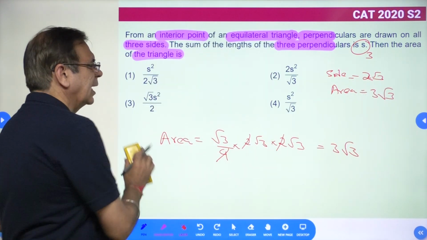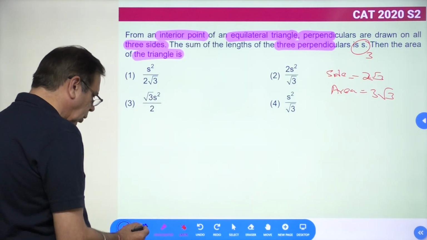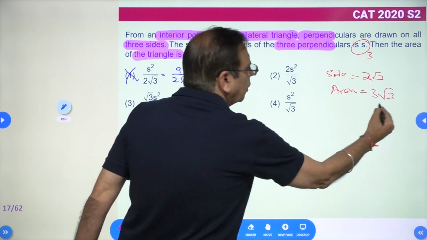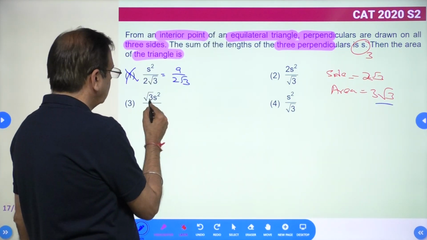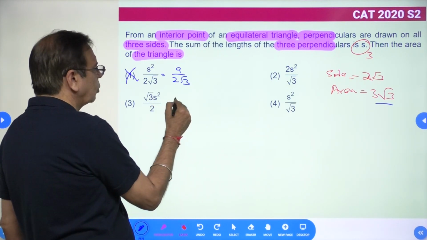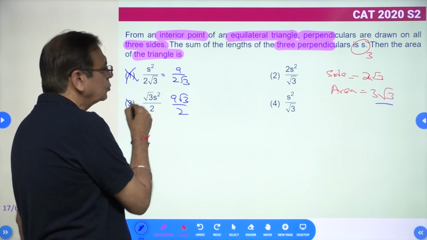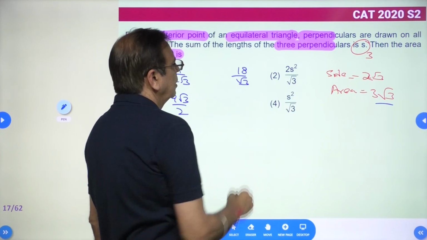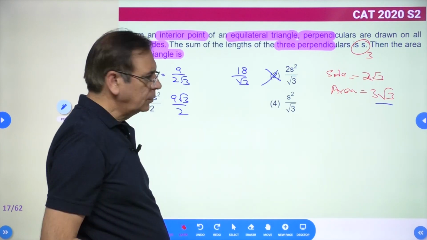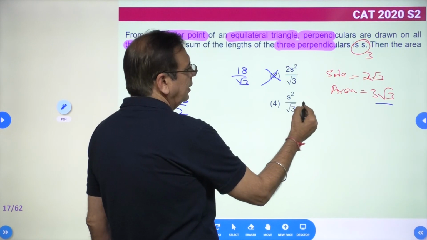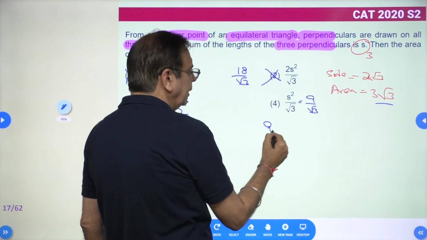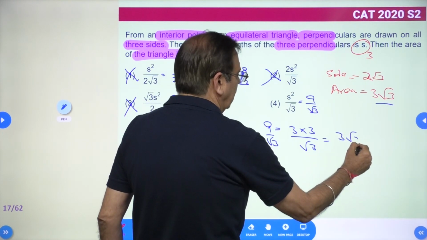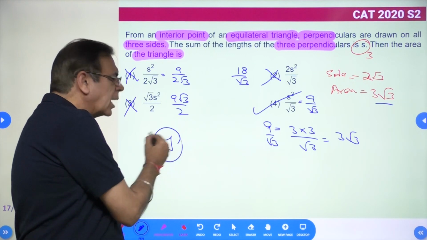Done? Now what to do? Now just substitute the value of S into the options and check. If I take S equal to 3 in this, it becomes 9/2√3. Wrong choice, because we are looking for 3√3. Choice 3: 9√3/2. Again, wrong choice. Choice 2: 3 3s are 9 into 2, 18/√3. Wrong choice. Choice 4: S squared is 9, 9/√3, which is 3 into 3/√3, which is nothing but 3√3. Correct answer.